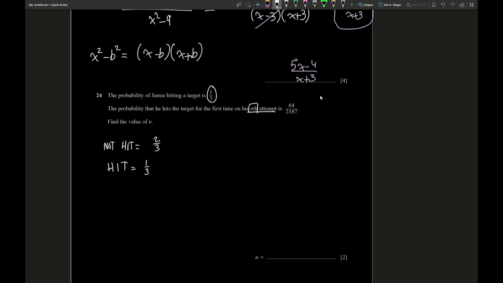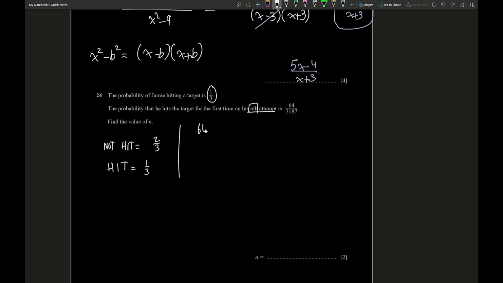The probability of this happening is 64 over 2187. This is not an OR probability, but an AND probability. We'd have to use the AND probability, not the OR. Why? Because he must keep on not hitting the target and then hit the target on the nth attempt. So now let's form the equation.